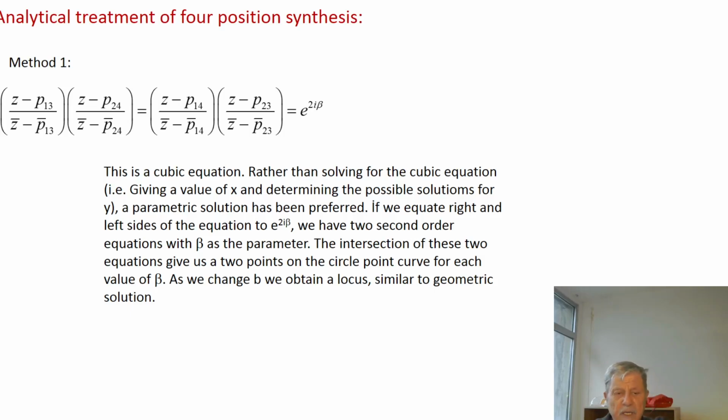cubic equation, and it gives us a locus, in fact, of points whose four homologous points lie on a circle, and it is related by this equation. Now, we know the location of the poles, and we can determine Z; you have a relation, a locus for Z.